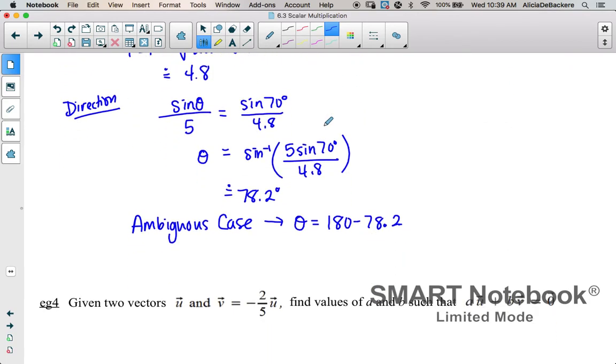And so then I just figure out the other angle. And again, just 180 minus. And so that comes out to about 101.8 degrees. And then I can write my sentence.